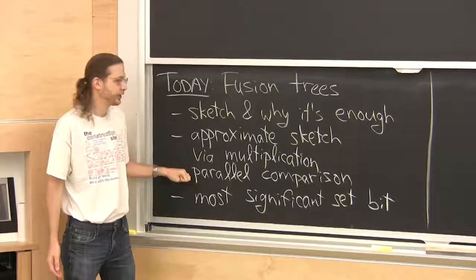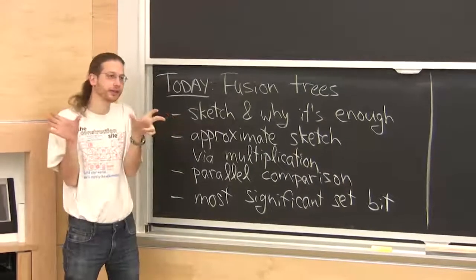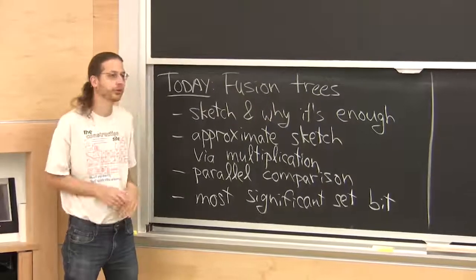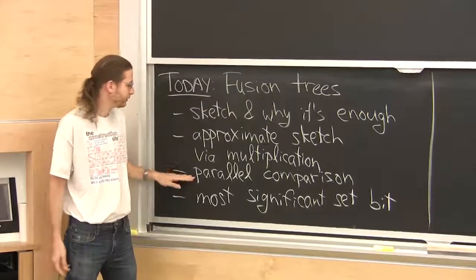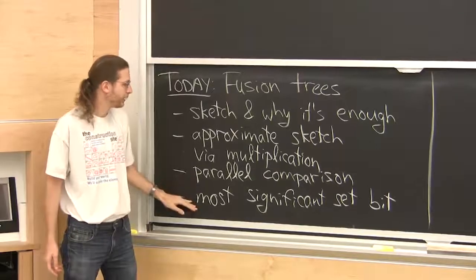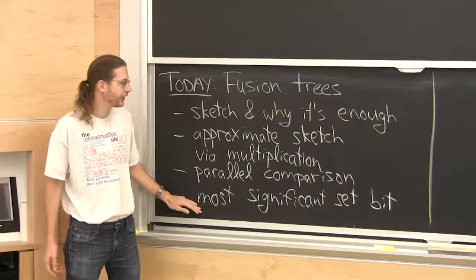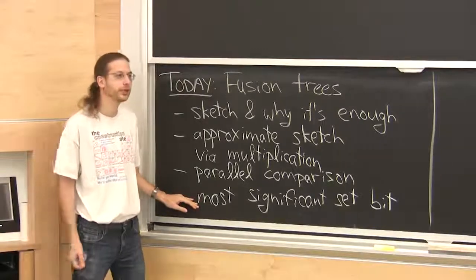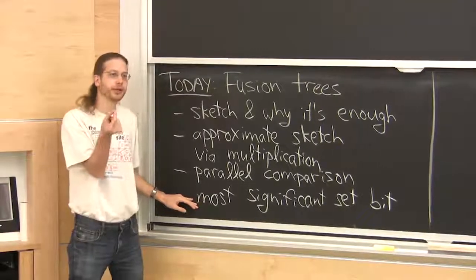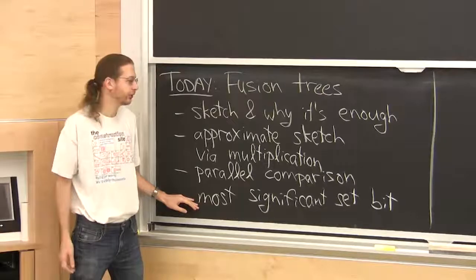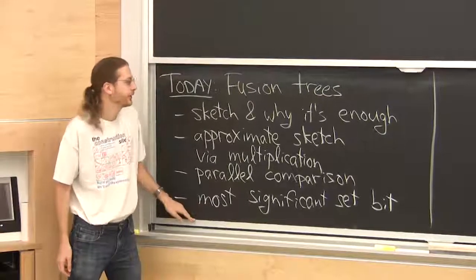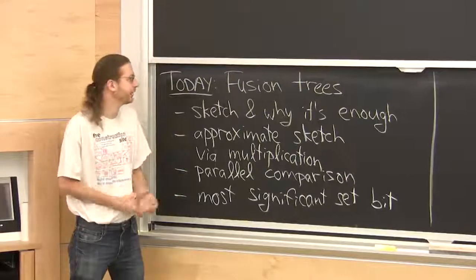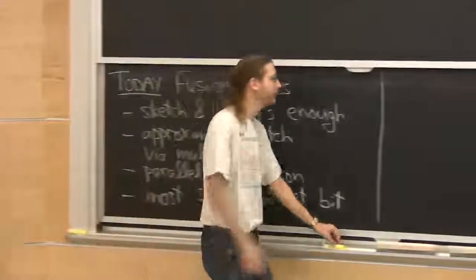Given a bunch of these slightly less than W-bit numbers, we can compare several for the price of one operation. It's parallel comparison. And then a particularly nifty thing, which is new this time, I haven't covered it before, is how to compute the leftmost 1 bit in a W-bit integer in constant time. All very cool, and so we're going to combine all these techniques and get fusion trees. What do fusion trees give us in the end?